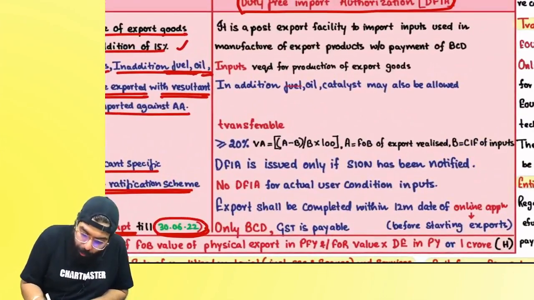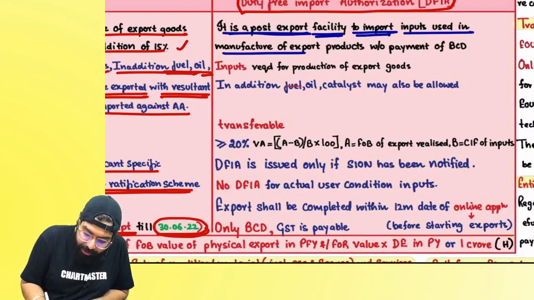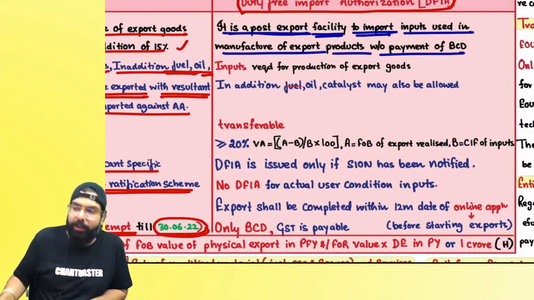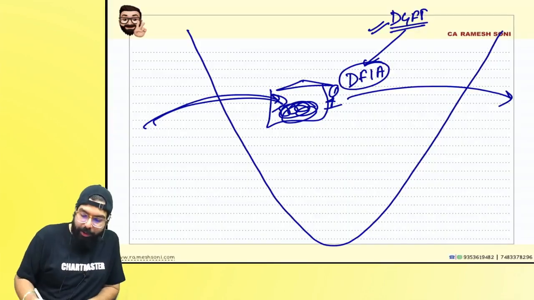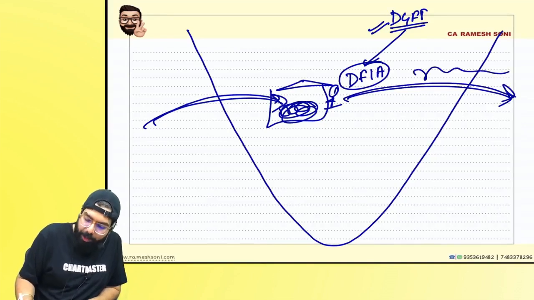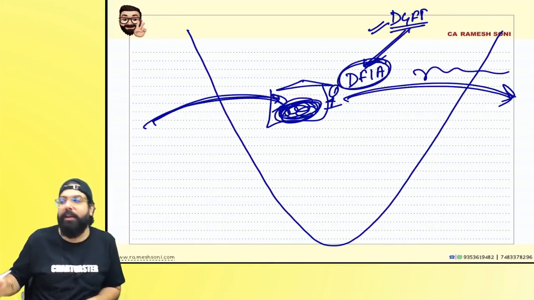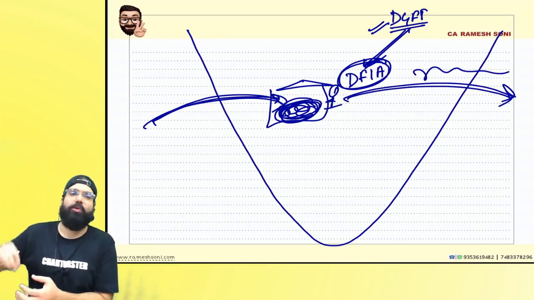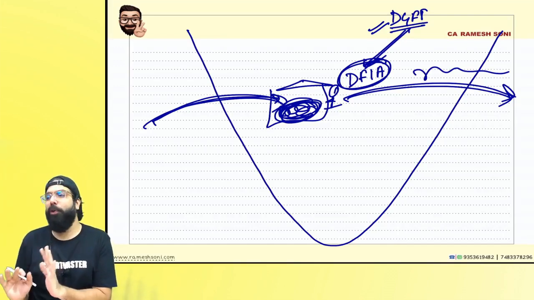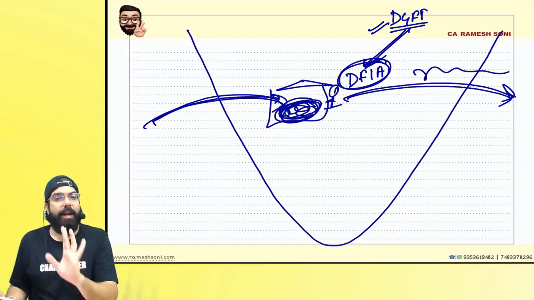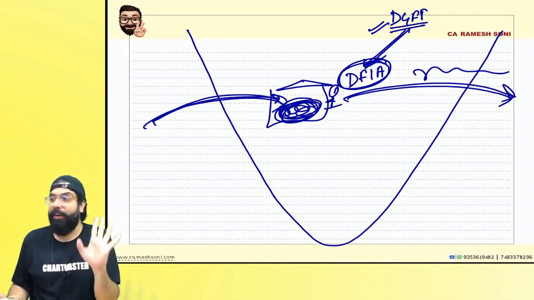Here, it's a post-exportation facility to import inputs used in the manufacture of exported product without payment of basic custom duty. Means they are telling whatever exported products were there, you already exported. Now, whatever inputs you have used, we will go ahead and give you a duty-free import authorization. Those inputs, you can fill your stores back by getting the inputs duty-free. Can I go? Because first you exported.